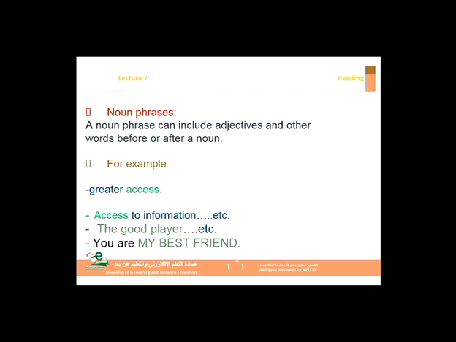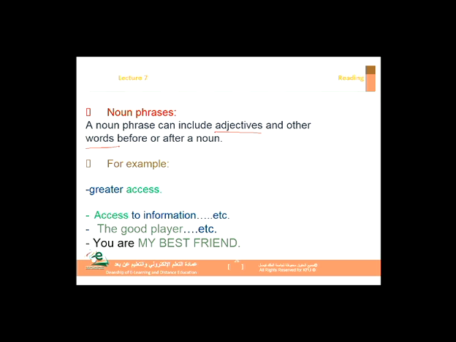First of all, noun phrases. What is a noun phrase? It can include adjectives and words before or after the noun. So first of all, it has a noun. There may be adjectives or other words, before or after the noun. Let's look at these examples.